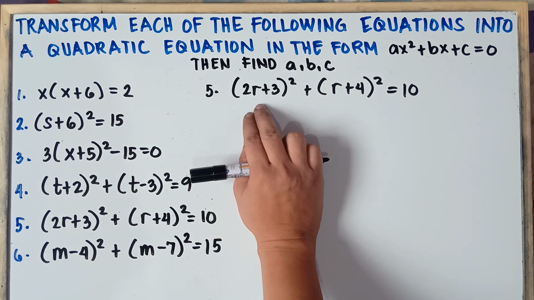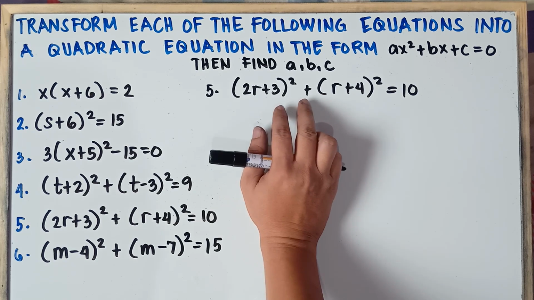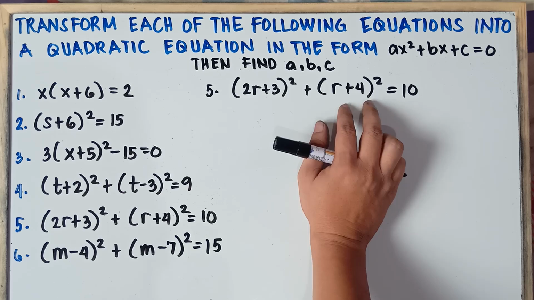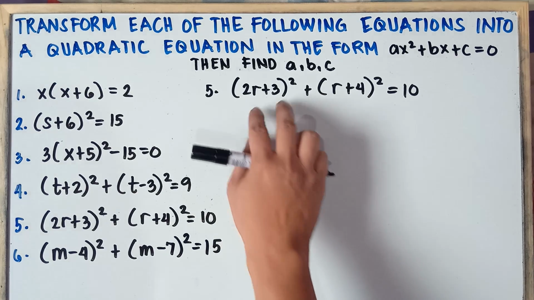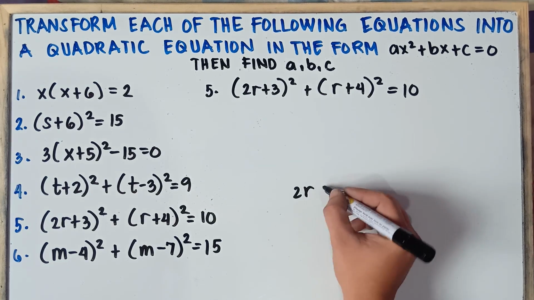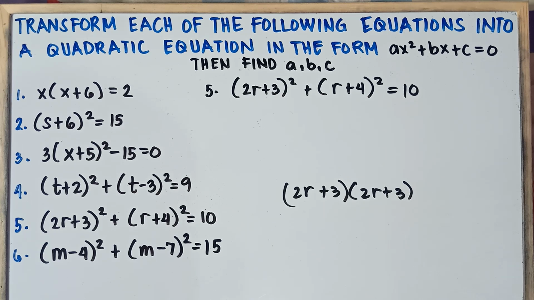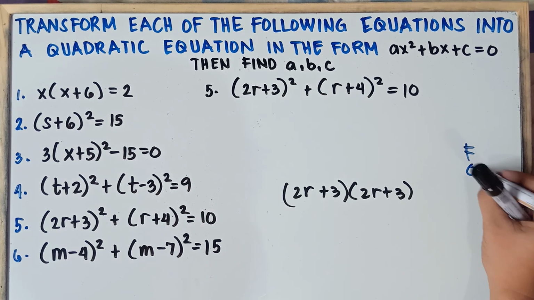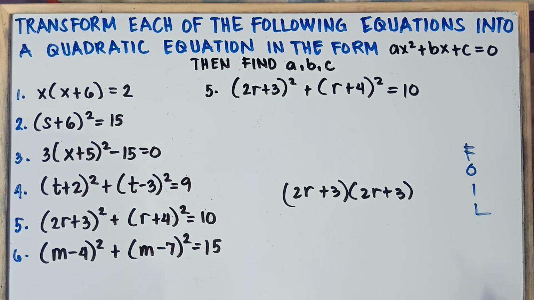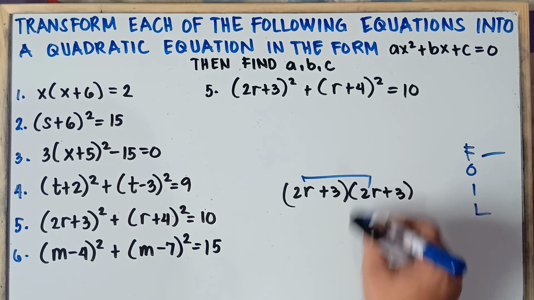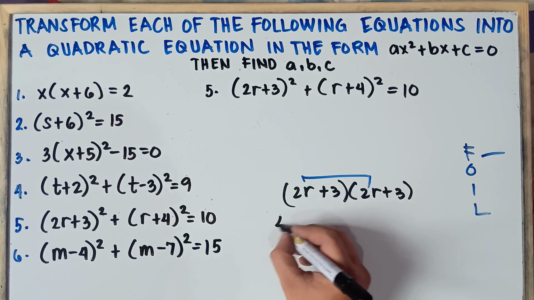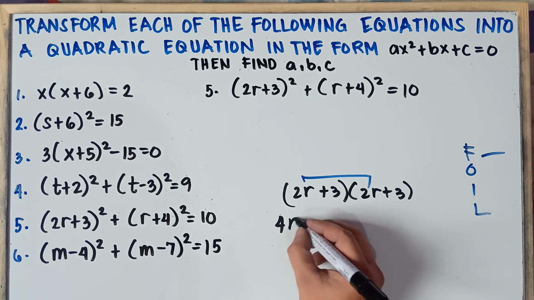We have given (2r + 3)² + (r + 4)² = 10. So we simplify this one, class. Once again, (2r + 3) multiplied by (2r + 3). And then we can do the FOIL method, class. So first, 2r times 2r. 2 times 2, that's 4. r times r, that is r squared.